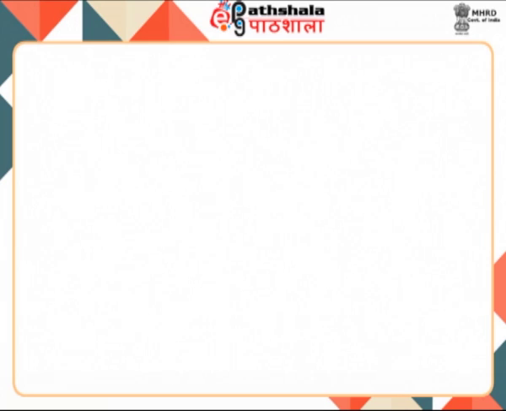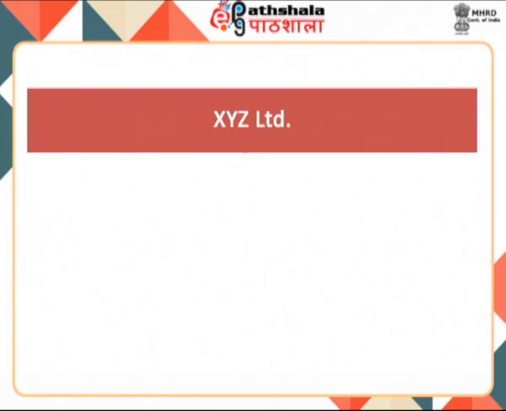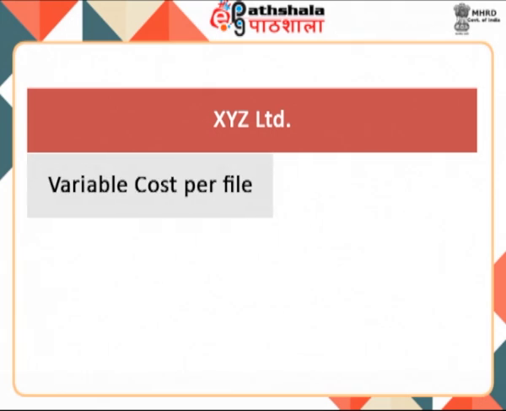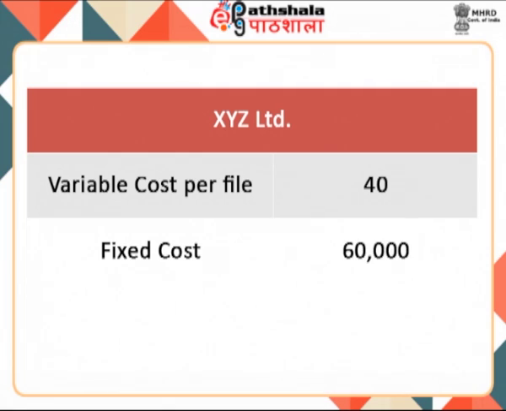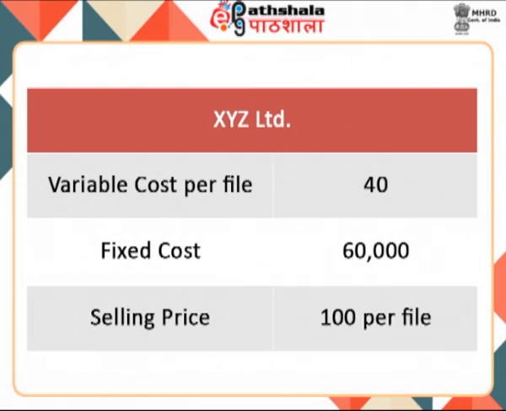Let us use the understanding that we have developed on a simple example here. Suppose XYZ Limited manufactures files for office use. The breakup of its cost and sales is given in the table: variable cost per file is equal to rupees 40, fixed cost is equal to rupees 60,000, selling price is equal to rupees 100 per file. Let us compute the break-even point in units as well as in value.